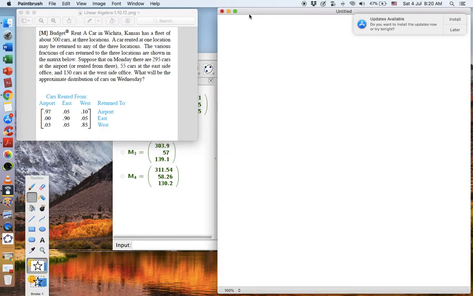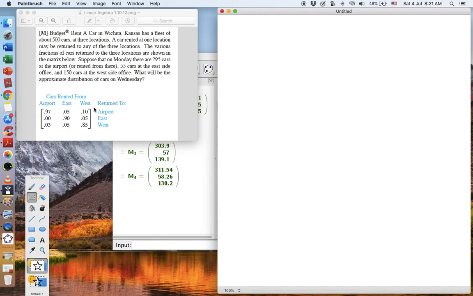And so finally, we've got Budget Rent-a-Car in Wichita, Kansas, which has about 500 cars, and a car rented at one location may be returned to any of the other three locations. The various fractions of cars returned to the three locations are shown in the matrix below. Suppose that on Monday there are 295 cars at the airport, 55 cars in the east office, 150 on the west office.